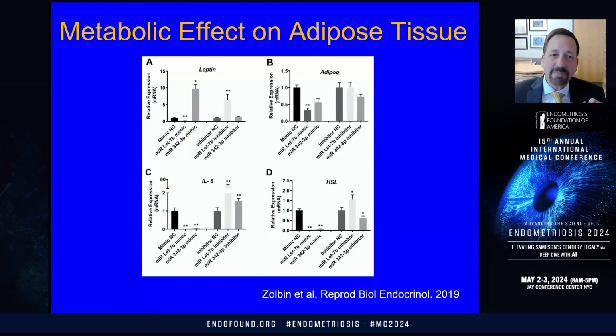We also looked at adipose tissue. Here we directly treated with microRNAs to mimic what we see in endometriosis. Different microRNAs here, 342 is one of the main players, but it changes leptin, adiponectin, IL-6, hormone-sensitive lipase in this adipose tissue, contributing to this metabolic phenotype we see in endometriosis. So these microRNAs go to the liver, go to the adipose tissue, and change metabolism.